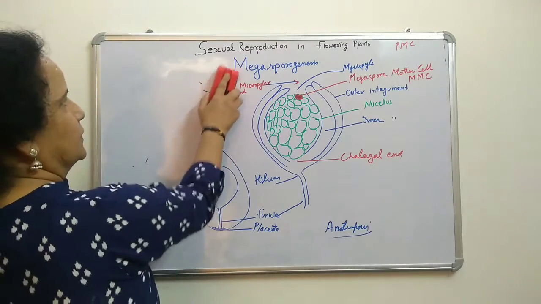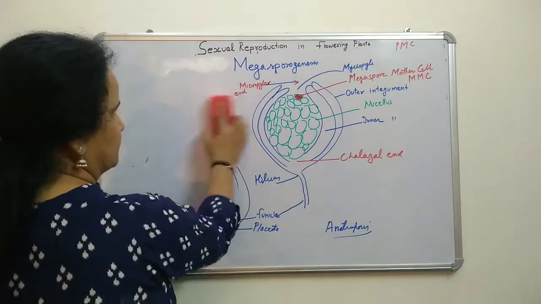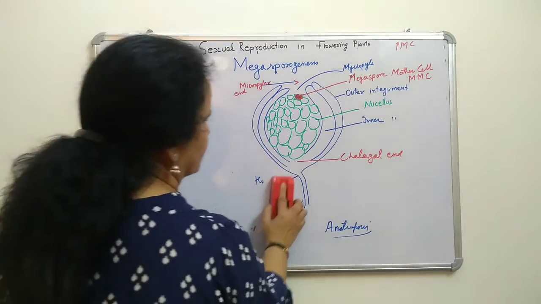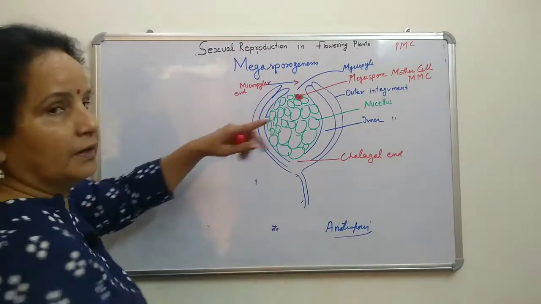But here only one. This is the reason that we have got only one here. Here we will get only one. What did we get here?